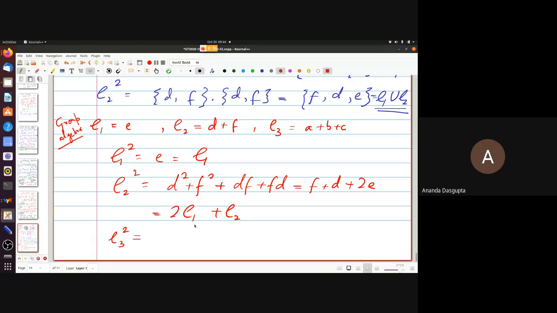Okay, you were right. A square plus B square plus C square plus AB plus BC plus CA, CB, etc. So A square plus B square plus C square, that should be 3C1, right? A square is E, B square is E, C square is E. And AB, BC is C. So there are 6 more terms. What should that be? And there should be 3C2, exactly. In case you're finding it difficult to figure this out, you should just work it out.